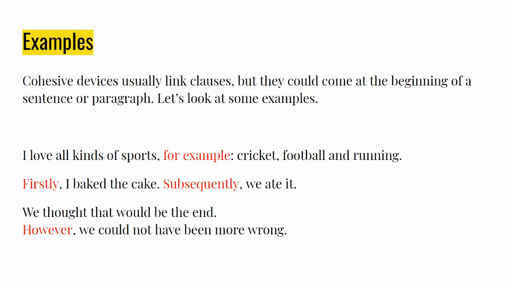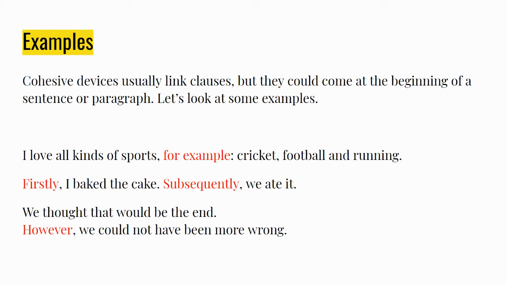So here are some examples of cohesive devices. What they often do is they link clauses together. Sometimes you might see one even at the beginning of a sentence or at the beginning of a paragraph. So let's have a look at 3 different examples. The first example is a cohesive device which has been used to link 2 clauses. I love all kinds of sports, for example, cricket, football, and running.